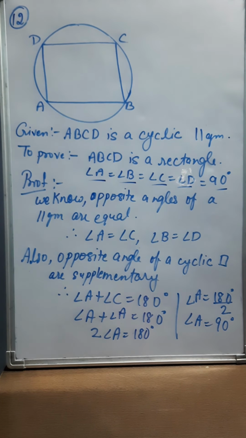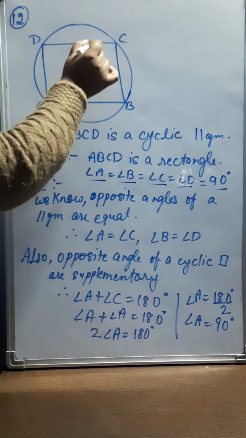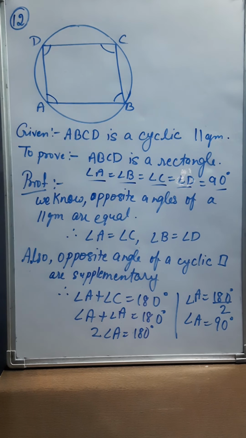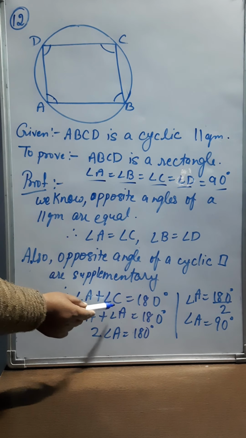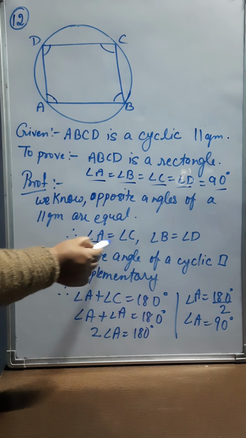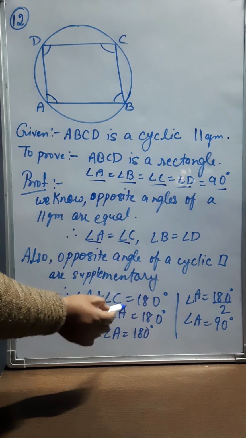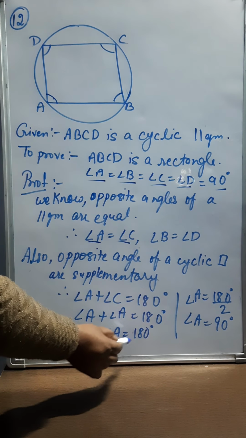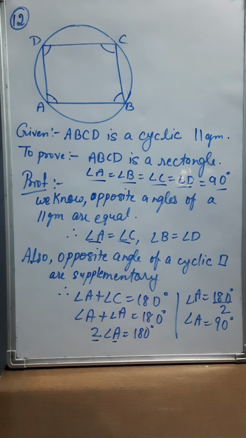So we know that opposite angles of a parallelogram are equal. So clearly angle A is equal to angle C and angle B is equal to angle D. Since it is a cyclic quadrilateral, we can apply the theorem that opposite angles of a cyclic quadrilateral are supplementary. So angle A plus angle C is equal to 180 degrees. Now angle C can be replaced by angle A because angle A is equal to angle C. So we have angle A plus angle A is 180 degrees, or twice angle A is 180 degrees. So clearly angle A is 90 degrees.